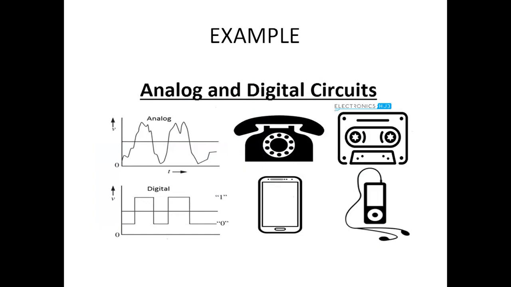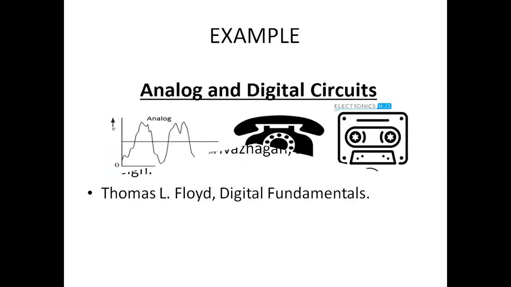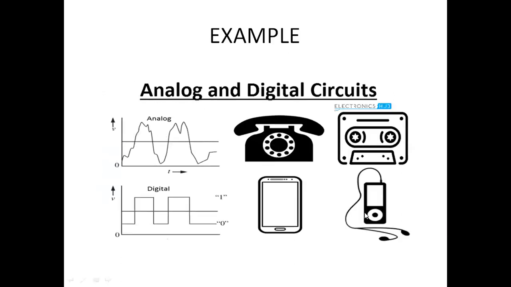You can see that this is a telephone, an analog signal, and an iPod. The telephone is analog, and the mobile is digital. This is your radio. Some time back you could see the radio.